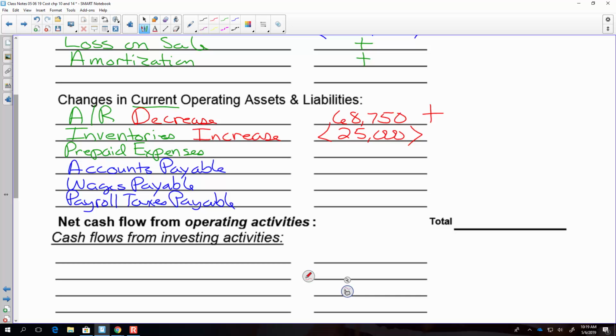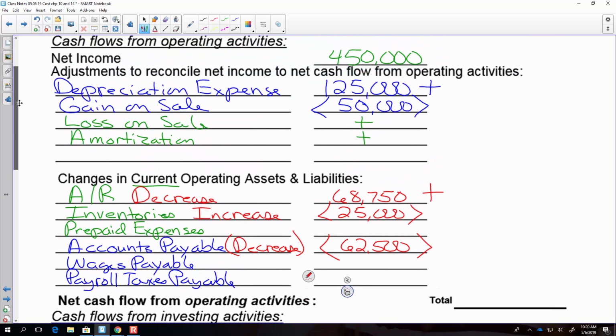We don't have prepaid expenses. We go down to accounts payable, which went from 300 to 237. That is 62,500, a decrease. Kershaw, what does this decrease do to my cash flow? Accounts payable decrease makes it go down. That's a use of cash, right? Liabilities go in the same direction. So now, those are all my current assets and current liabilities.